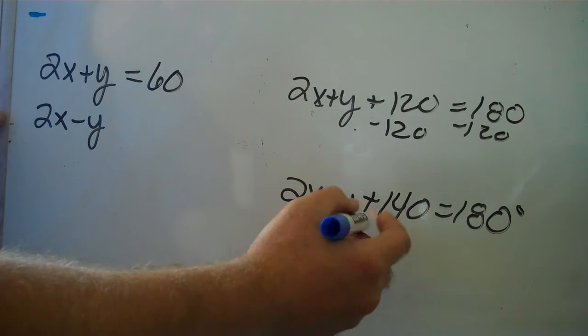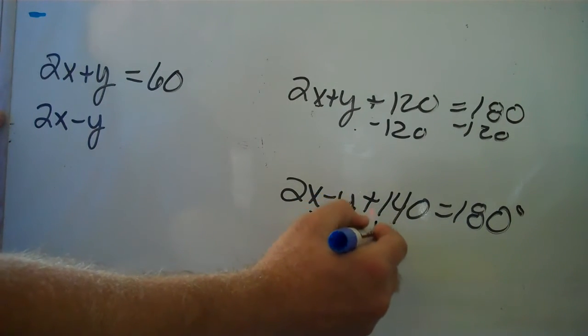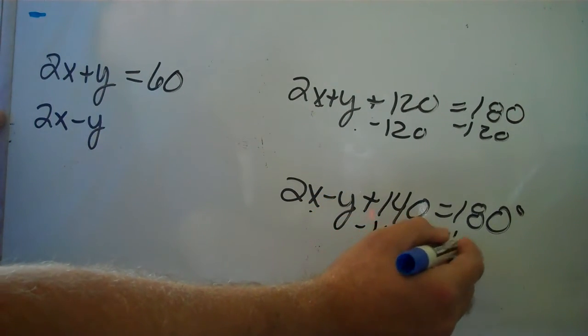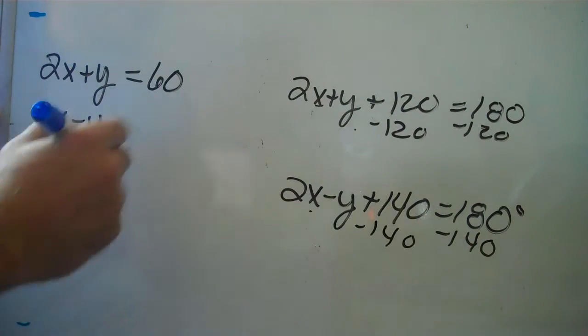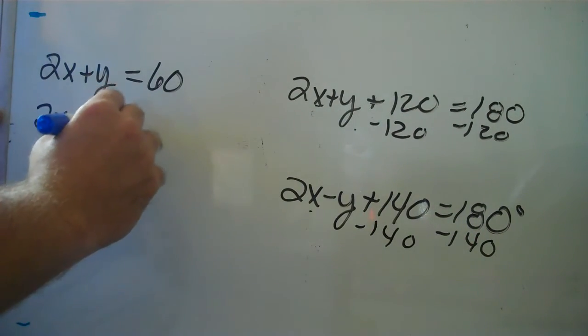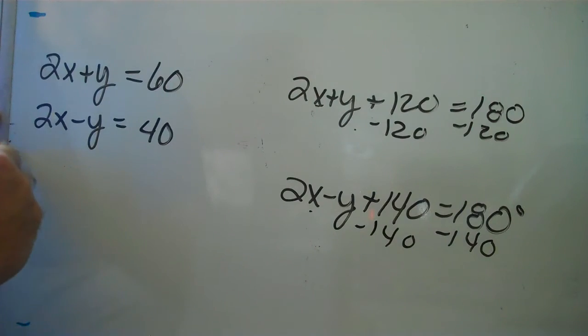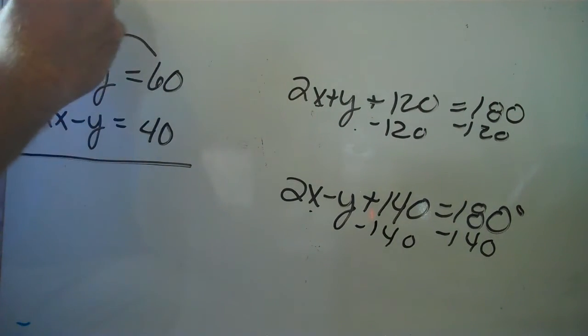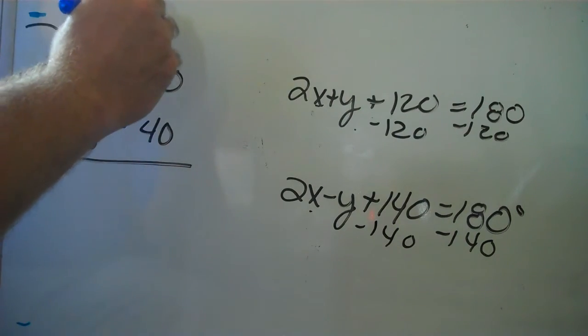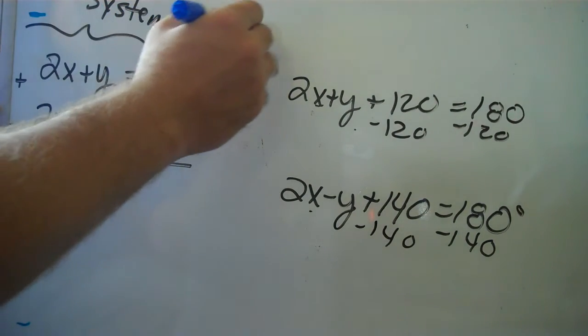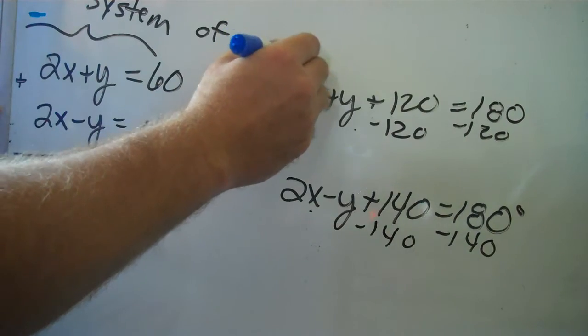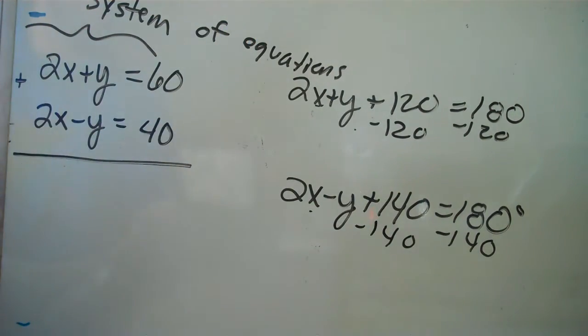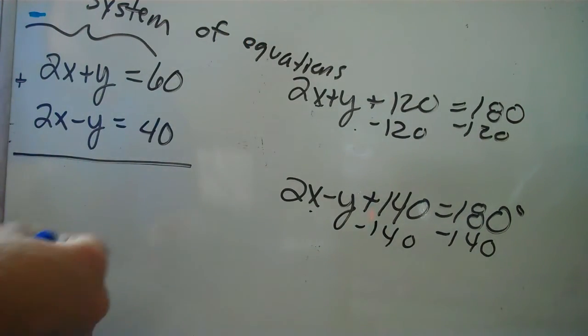Now I want to move the 140 to the right hand side, so I'll subtract 140 on both sides. So that's going to leave me with 180 minus 140 is 40 degrees. Now my goal, once I set this, is called a system of equations. I'm just writing system of equations up here. That's something we use quite a bit in geometry.